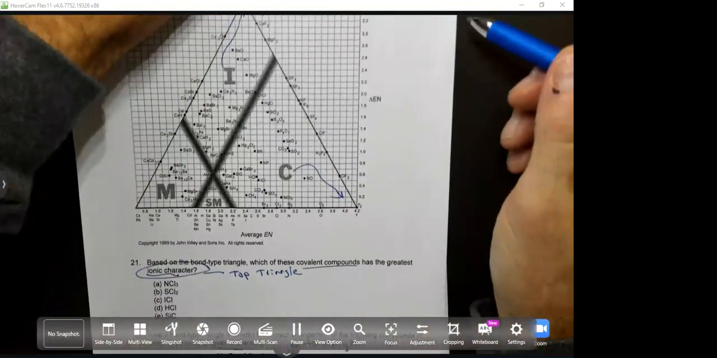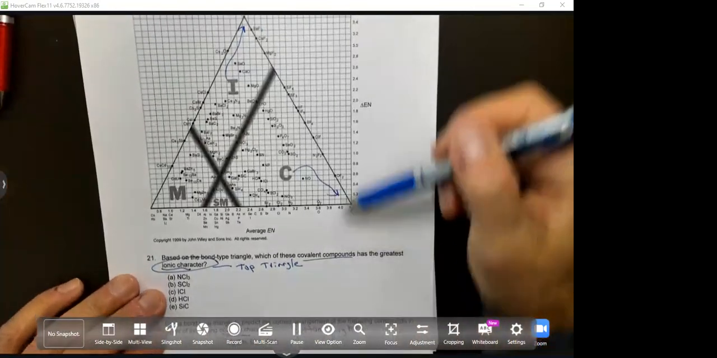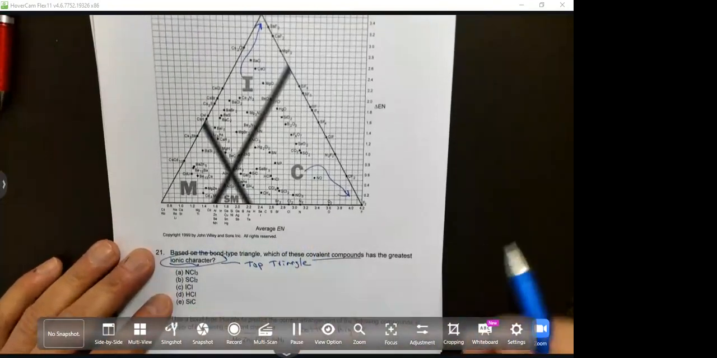Again, this triangle has another dimension to it. It's not just difference in electronegativity. It takes into account the average.